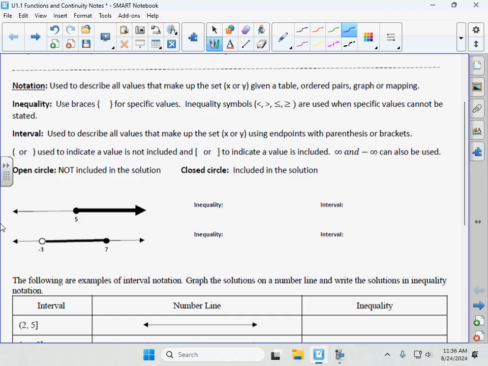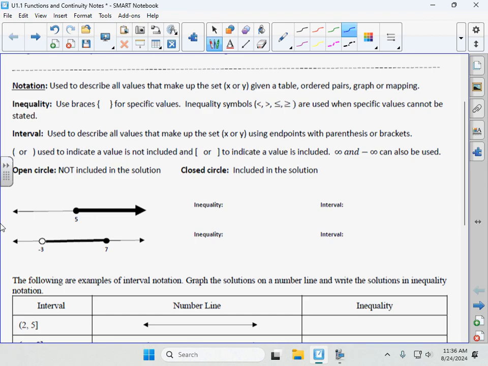All right, interval notation. We use that also. It's just a different way of writing the solutions. We use the endpoints along with parentheses or brackets to describe it. Parentheses are going to be used if we want to indicate a value that's not included. So it's an endpoint, but it's not included in the solution. Then we use brackets to indicate that the value is included. And then infinity and negative infinity will also be used in interval notation.